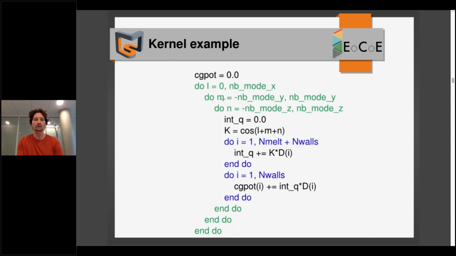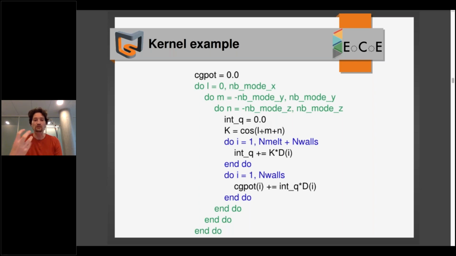We are working in 3D, here in Fourier space. So we have 3 loops that span the different modes in the 3 different directions. For each mode we are doing 2 things. First we aggregate some values into a quantity Q, and we are interested in the integral of this quantity. So first we compute K. That's a value.